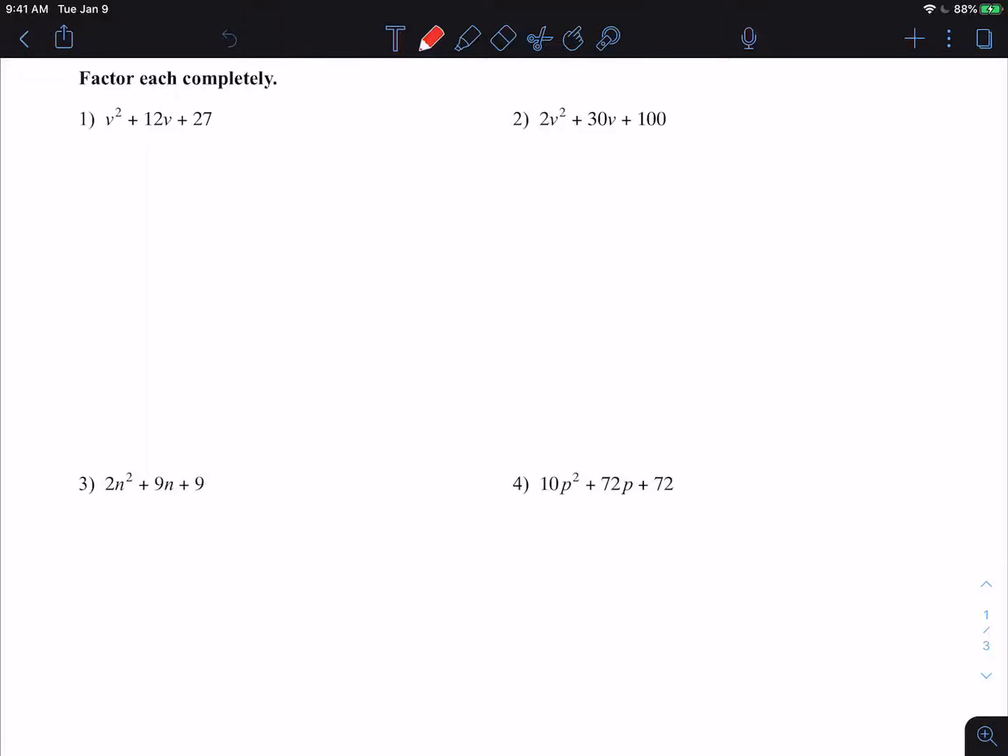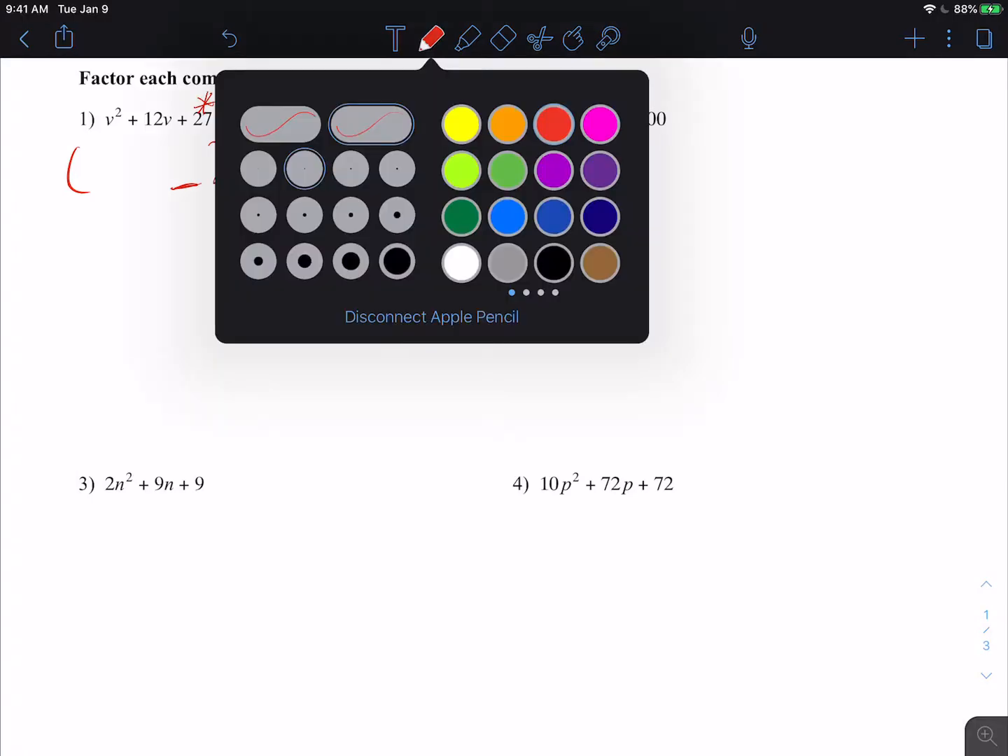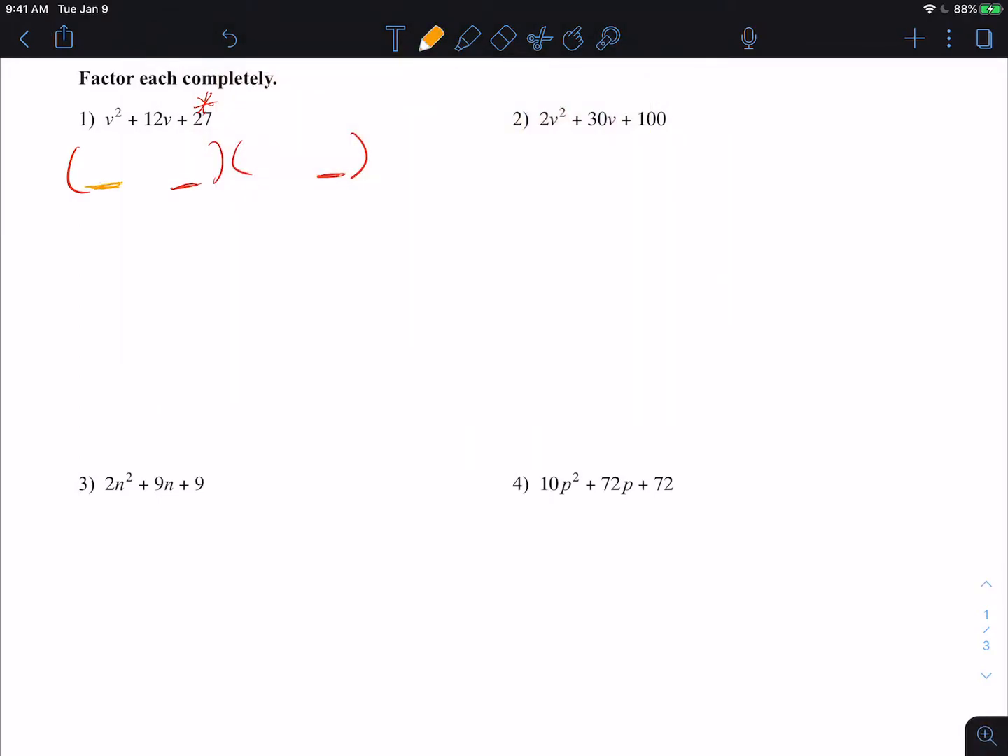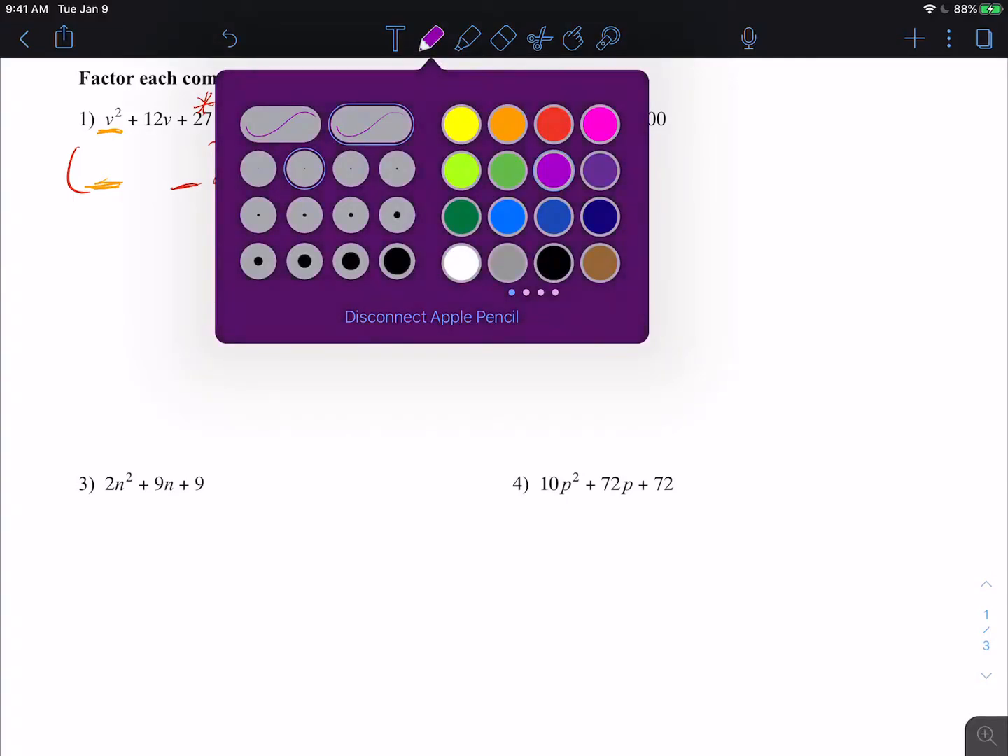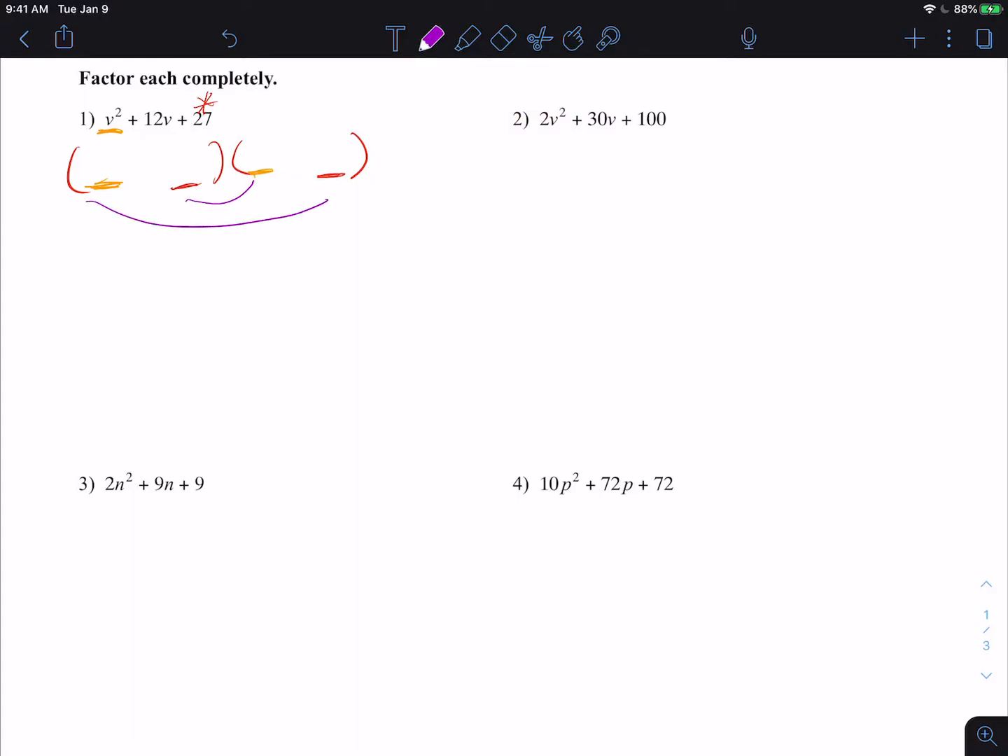One of the ways to factor is to use guess and check. When you're doing guess and check, the thing to remember is that when you're factoring a trinomial, you want these two numbers to multiply to this number, and you need these two numbers or variables to multiply to this one, and then you need this product and this product to add together to give you this middle part. So that's the idea behind it.